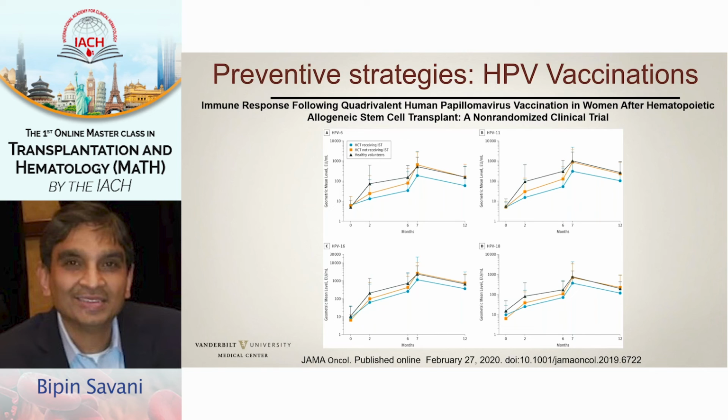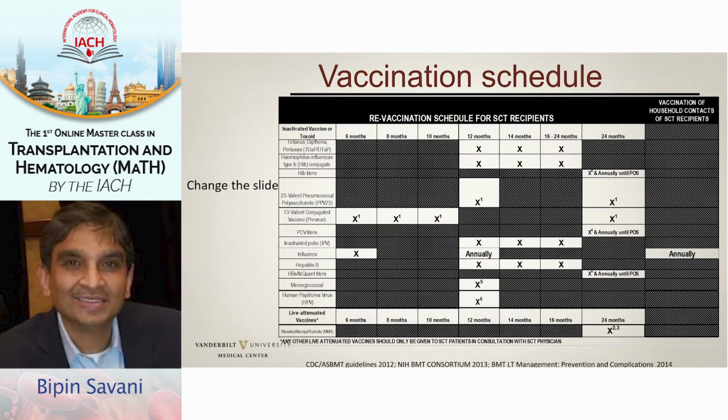This figure is from a recent NIH study led by our friend Pam Stratton. The slide shows an excellent immune response following quadrivalent HPV vaccine in women after allo transplantation. This is a non-randomized clinical trial.